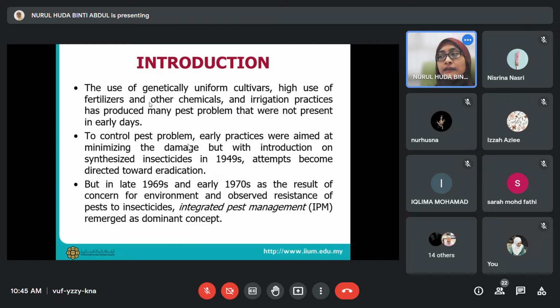So the concept is to make sure that environment tak rosak, okay, your health, human has no problem with that, and then juga there is no problem about resistance, okay, because when we are using a lot of synthesized insecticides, this pest is actually start having resistance to the pesticide. So once they are resistant, maksudnya kamu gunalah banyak-banyak insecticide pun, which is mungkin akan menyebabkan environmental degradation but not affected to the insect. So that's how the IPM come out.